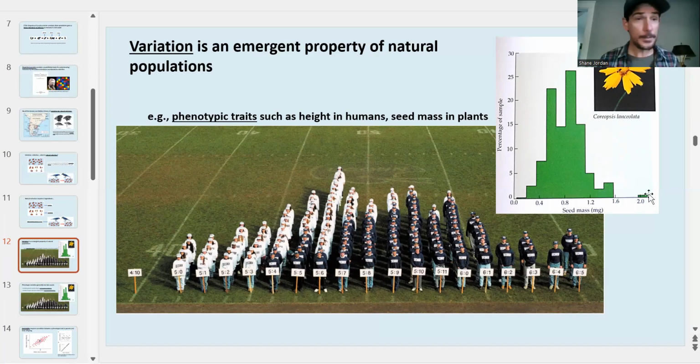Again, we can look at seed mass in these sunflower plants as just another example. Seed mass is shown here on the x-axis, going from seeds that weigh close to nothing to seeds that are quite heavy. And for the frequency of those seeds taken from a sample from a population, most of the seed masses take on an intermediate value, and very, very few are taking on these more extreme values. And so this is the way that we see the distribution of variation playing out across all kinds of traits in all kinds of populations.